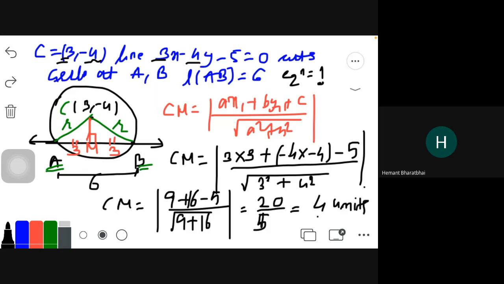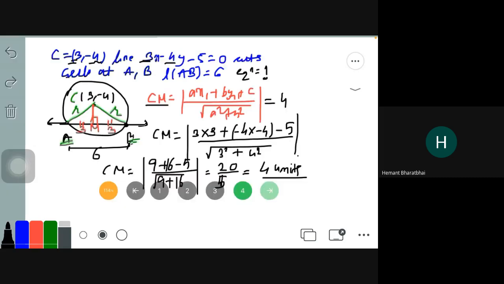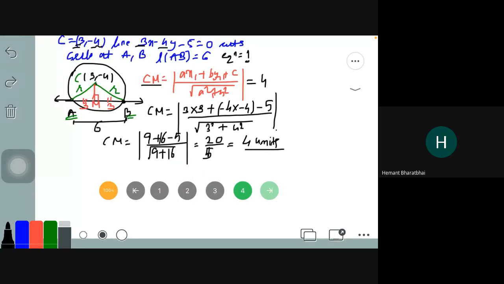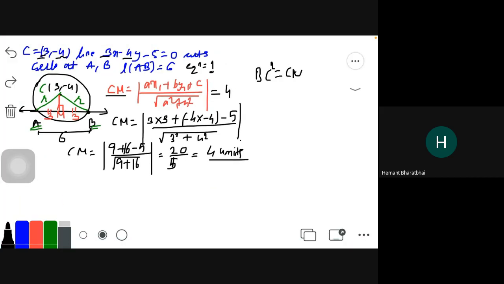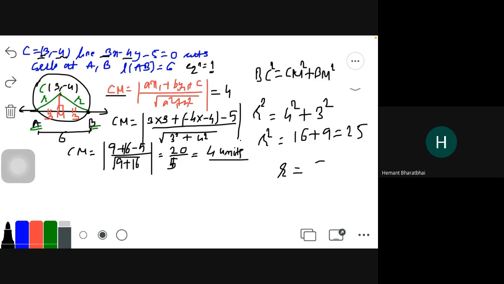Now I know the length CM as 4 units. I know the value of MB as 3 units. So I can get the value of R by Pythagoras theorem. I'll apply Pythagoras theorem. My radius, which is nothing but BC as per the diagram, my BC square will be nothing but CM square plus BM square. So R square is equal to CM, that is 4 square, plus BM, that is 3 square. So I'll get R square is equal to 16 plus 9, which is 25. So I'll get the value of R as 5.